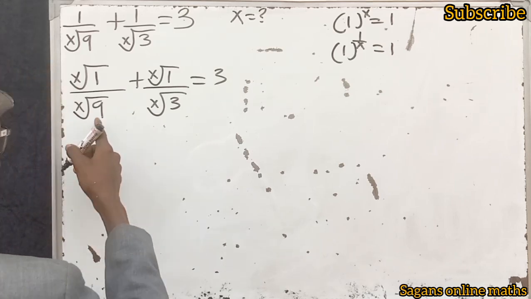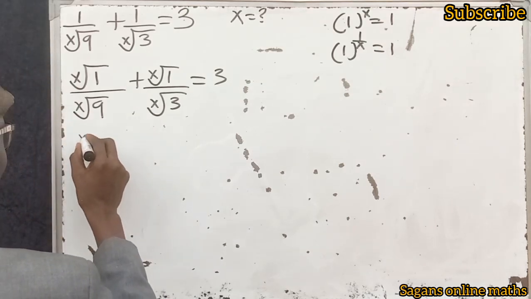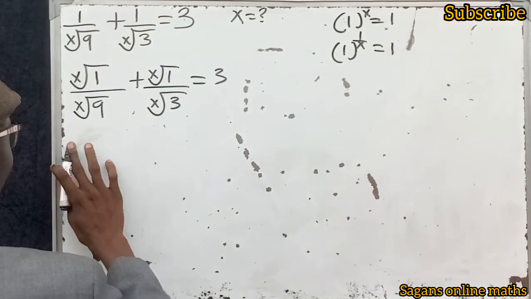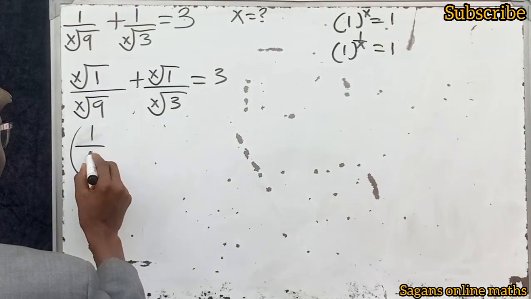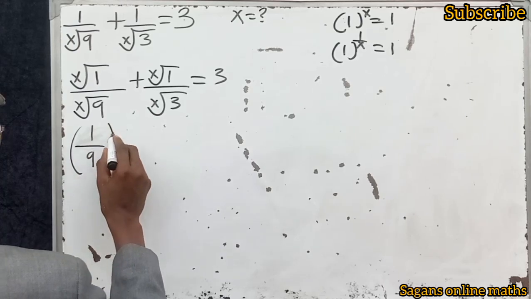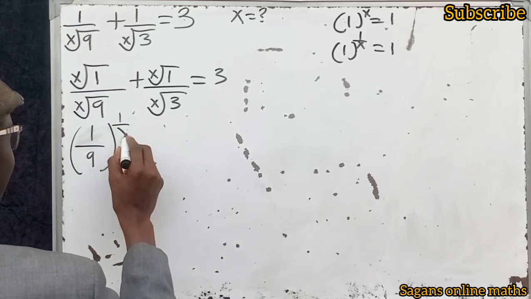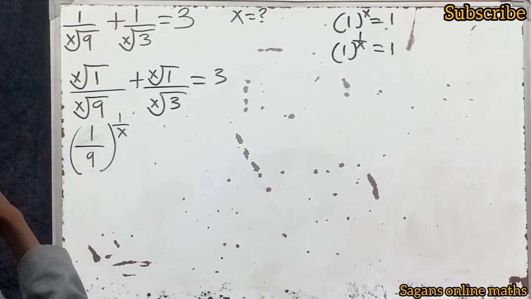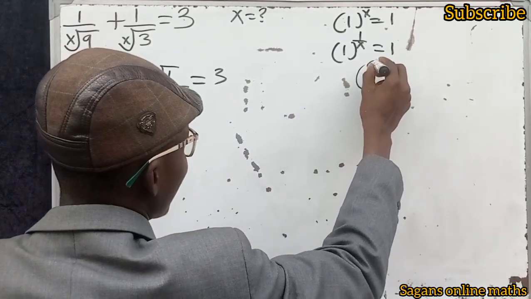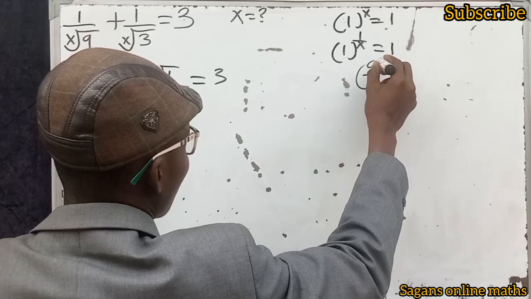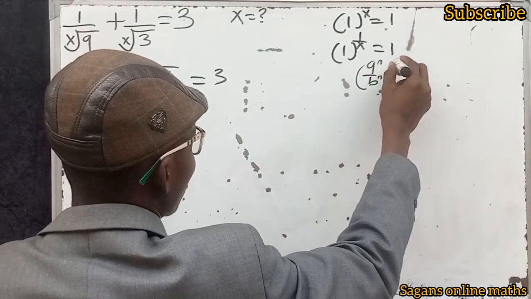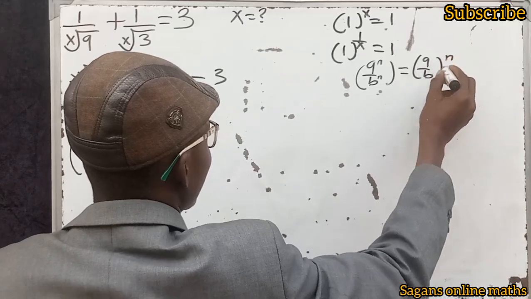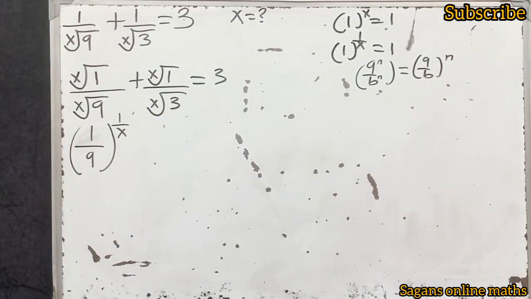Now, do you know that we can also write this 9 as the x root of 1, and we can also write it as 1 divided by 9, all to the power of 1 over x, by obeying the properties of indices. Because if we have a to the power of n divided by b to the power of n, this equals a divided by b, all to the power of n. This is a property of indices, right?